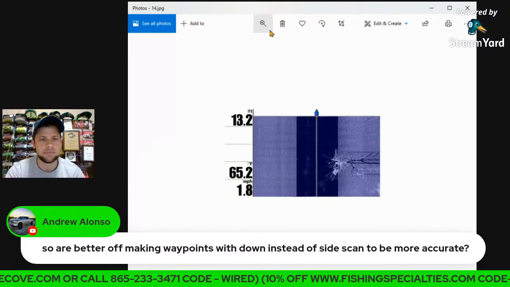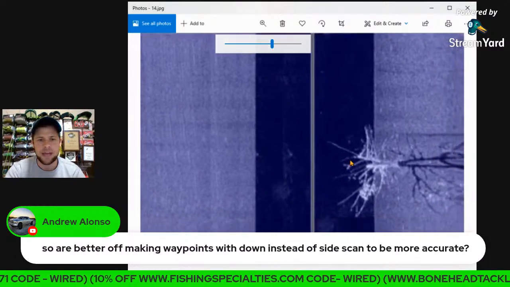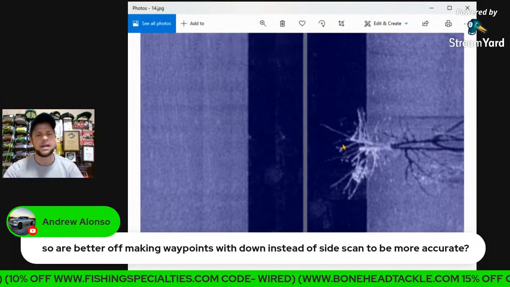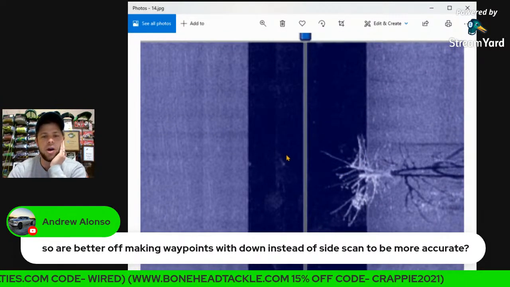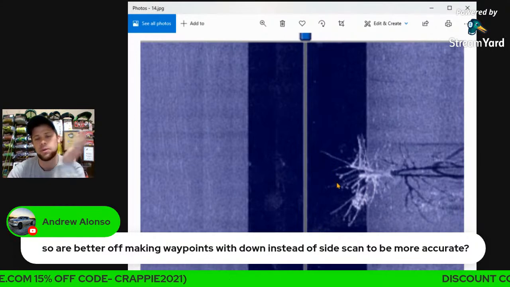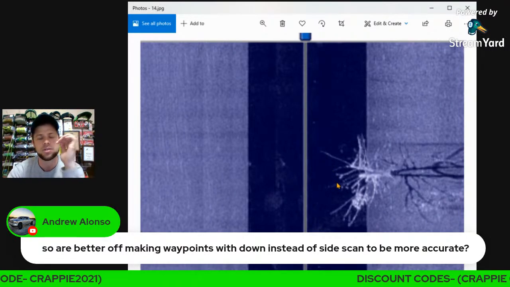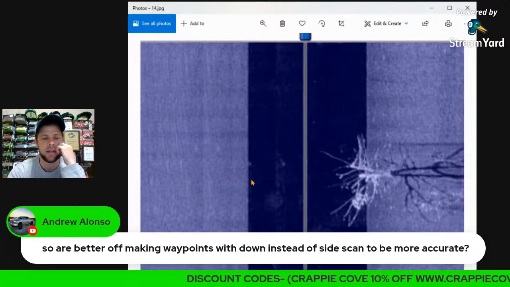Same thing here. If that down imaging transducer was straight down and not a cone, this tree would be on both sides of the screen, because it went through the straight down beam. But it's not straight down, it's a cone. So that's why it picks it up on the right and not on the left.